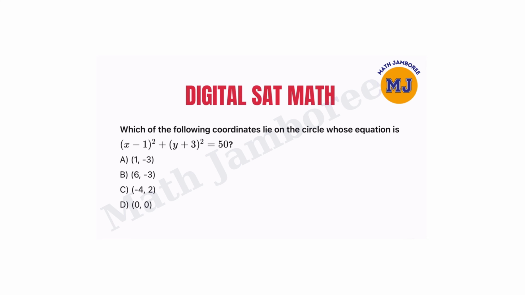Today we have another digital SAT math type of question for you to practice from the topic of parts of a circle. Let's dive into it. Which of the following coordinates lie on the circle whose equation is (x minus 1) squared plus (y plus 3) squared is equal to 50?